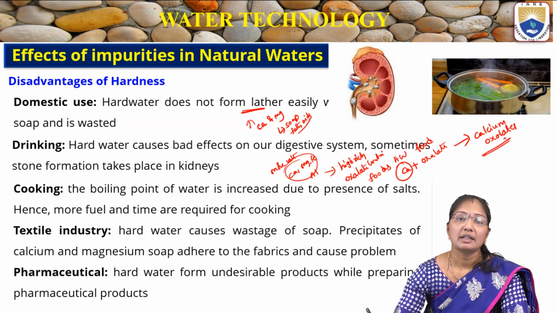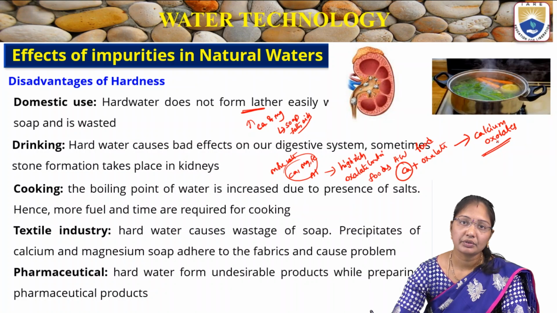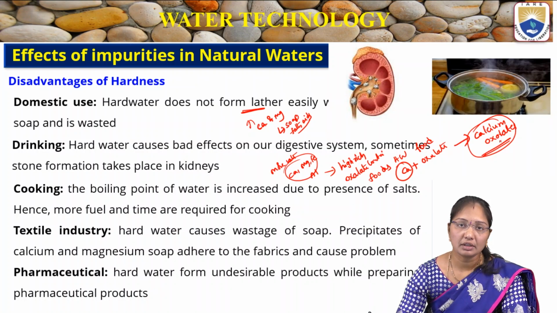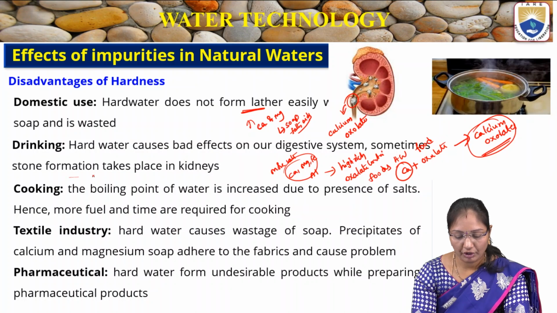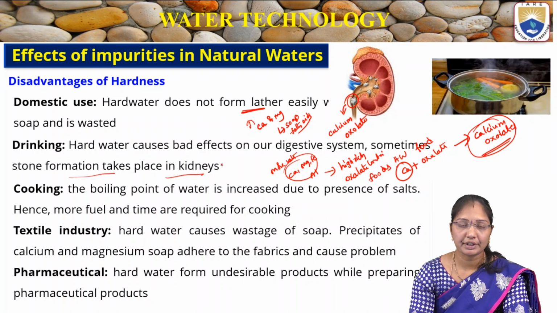This is nothing but the stones which are forming in the kidney. The composition of the stones formed in the kidney is calcium oxalate. If we are drinking hard water and we eat highly oxalate-rich foods like sweet potatoes, some categories are high in oxalates and cause stone formation in the kidney. This is nothing but calcium oxalates. So the stone formation takes place in kidneys. So hard water is highly not recommendable for drinking purposes.